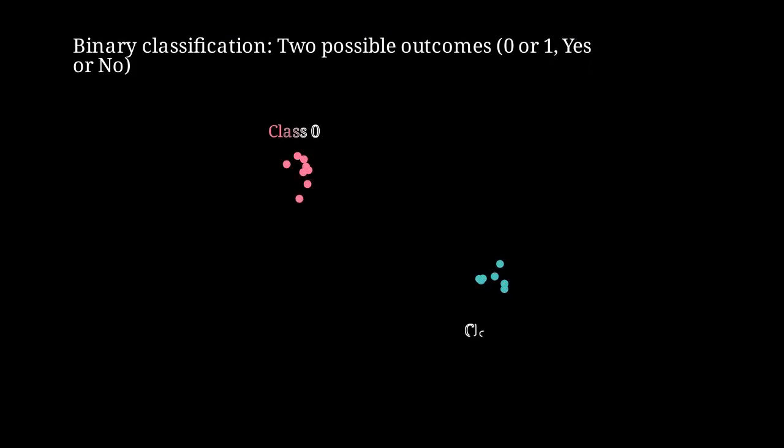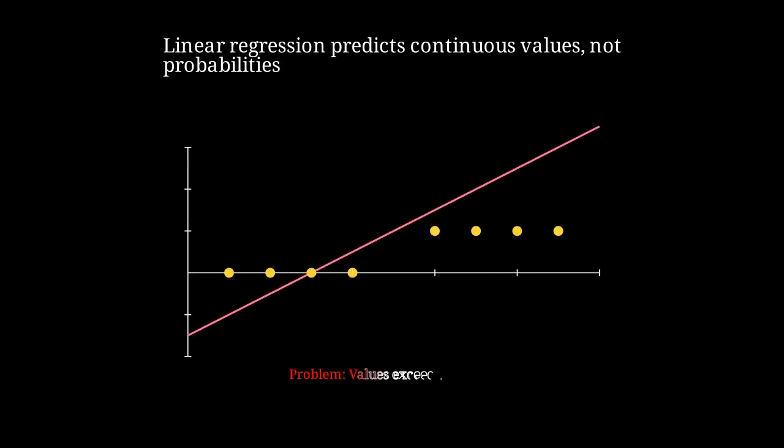Here we see two distinct classes of data points. Our goal is to find a boundary that separates them. You might wonder why we can't just use linear regression for classification. Linear regression predicts continuous values that can be any number, not bounded probabilities between 0 and 1. It can produce values less than 0 or greater than 1, which don't make sense as probabilities.